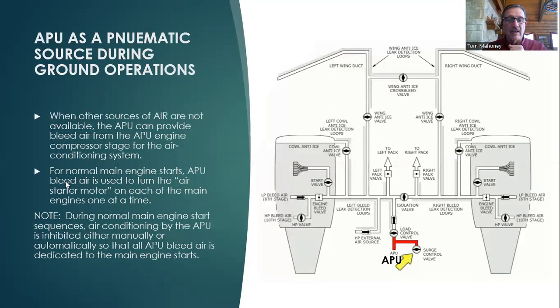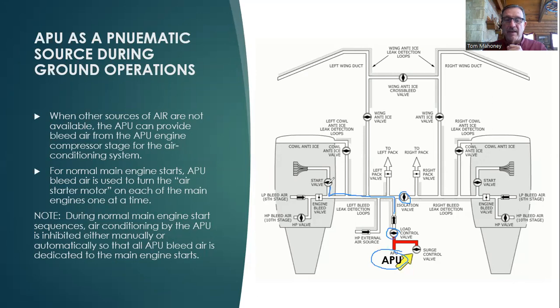So let's take a quick look at this. Here's our APU down here, and this is what we call the load control valve. Once the APU is running, we have available pneumatic air. We would open this valve. The air pressure would then come up and come across. This is the isolation valve. This is going to be an important valve to understand later on. But the air comes up, pressurizes this cross duct, and then goes up this way.